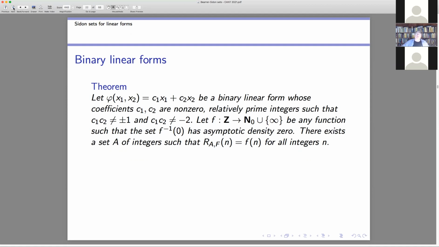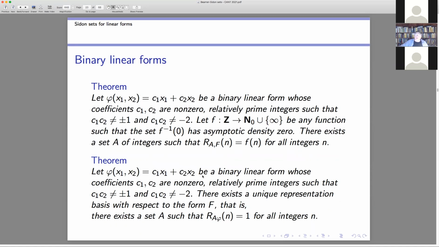And in particular, if you choose a function f which is identically equal to 1, then you get the very nice result that except when C1 C2 is +1, -1 or -2, there always is what you might call a unique representation basis. That is, every number can be represented and every number is represented exactly once. So that is a kind of Sidon-like property, perhaps.